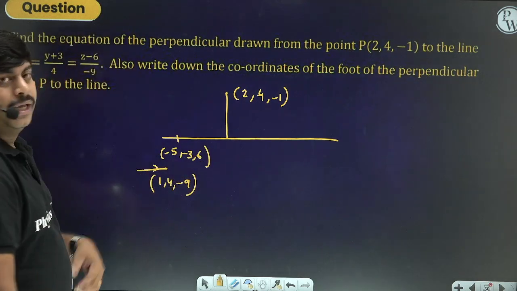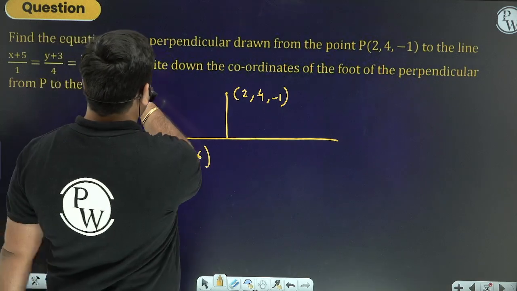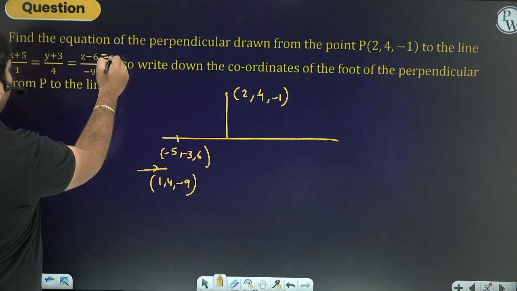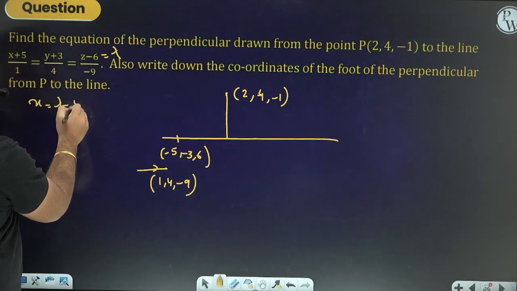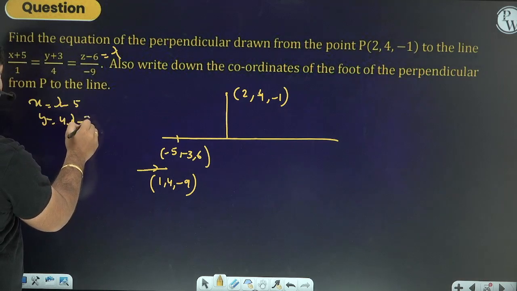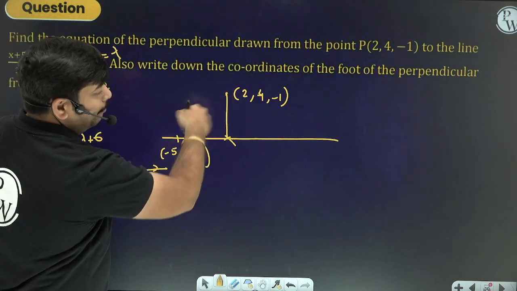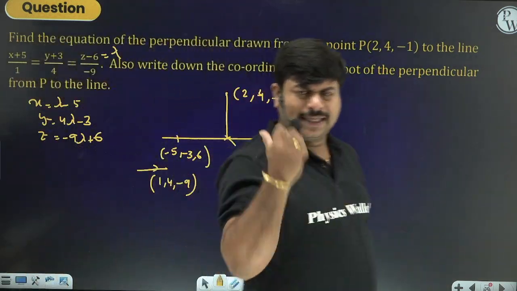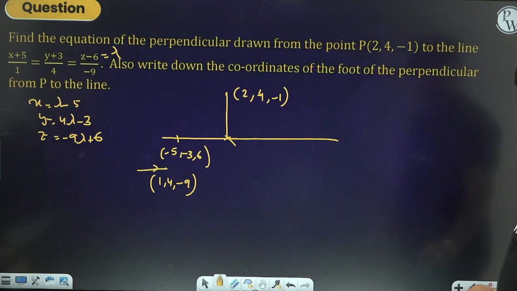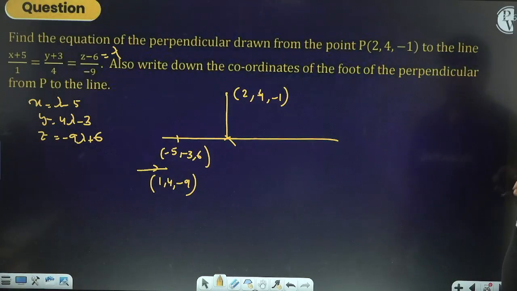So again, same thing. We can take a general point on this. Taking the general point with parameter lambda, x is equal to lambda minus 5, y is equal to 4 lambda minus 3, z equal to minus lambda plus 6. So take the general point, impose perpendicularity, and from there we'll get the values. The same question we have done already previously. Alright, you can do that.